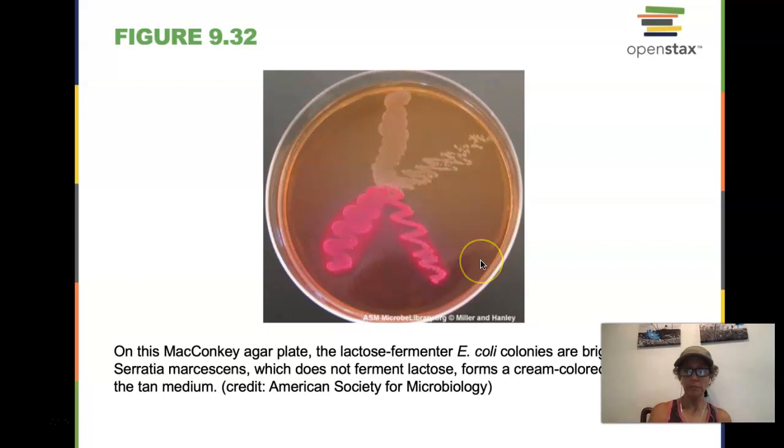MacConkey agar contains lactose as a sugar that can be fermented, and it contains the dye neutral red that will change color if the organism ferments lactose and produces acid. In a positive result, the microbe turns this bright pink. Lactose was fermented and made acid. This organism grew, but it did not ferment, and so it did not produce acid.